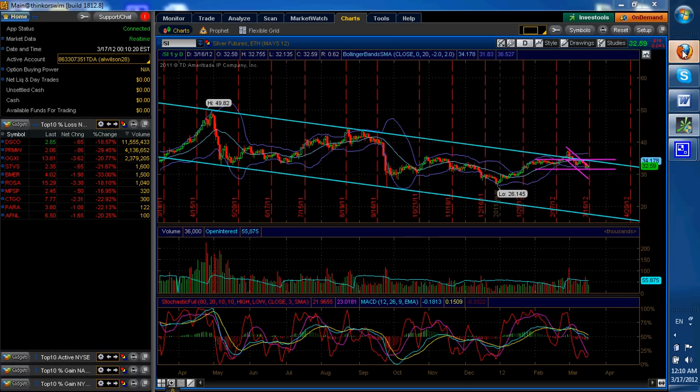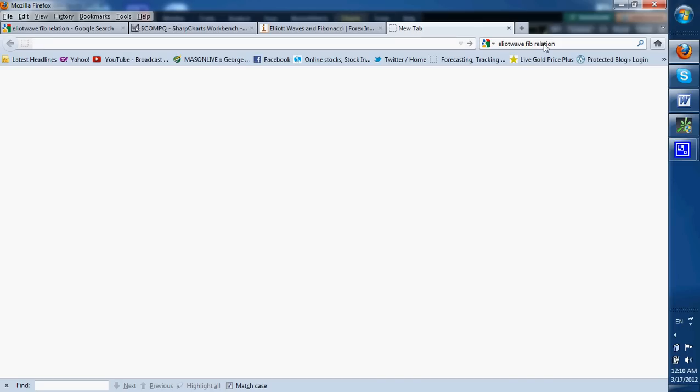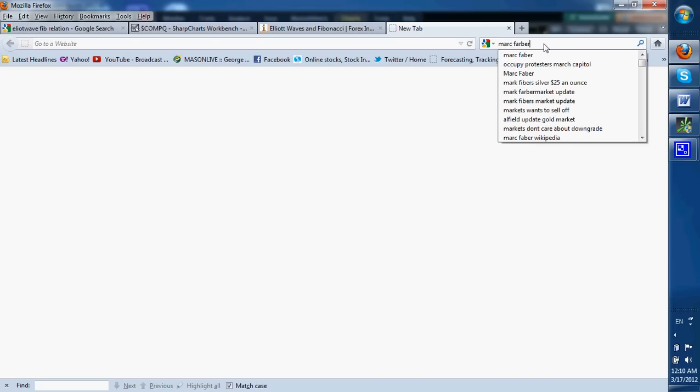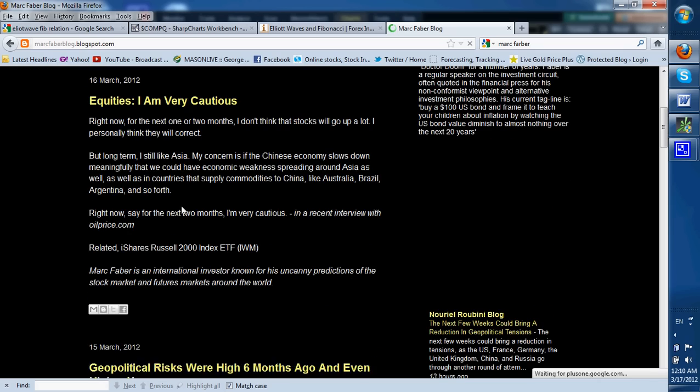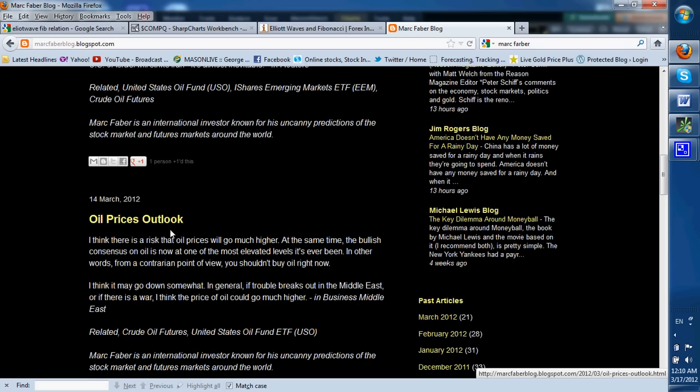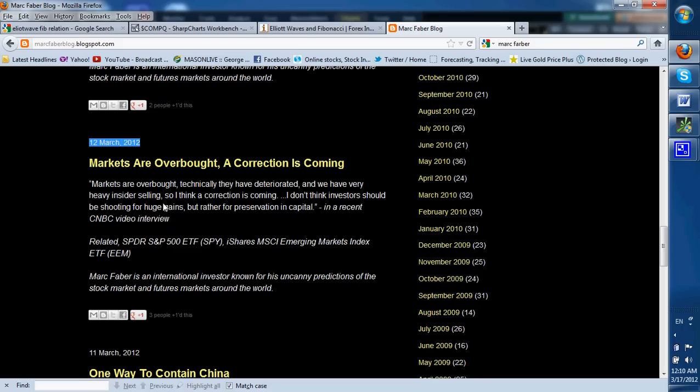This is very interesting. And another thing that I want to note for the stock market currently is that you should look at this Mark Farber guy, type in Mark Farber. Look at his blog. He even said on his blog that the markets are overbought, on March 12, 2012. Markets are overbought technically and have deteriorated. We have very heavy insider selling, so I think a correction is coming. I don't think investors should be shooting for huge gains, but rather for preservation of capital.